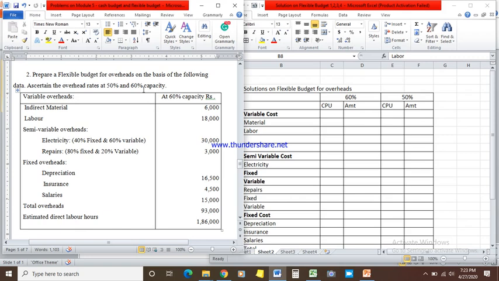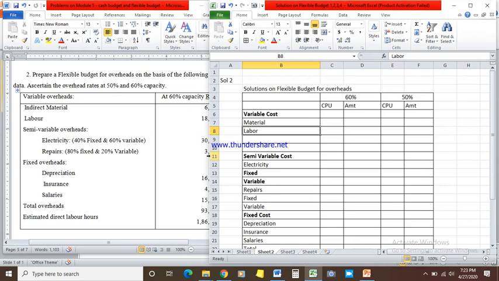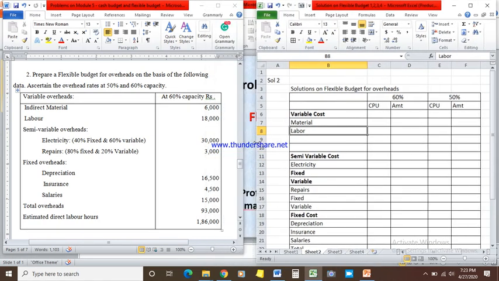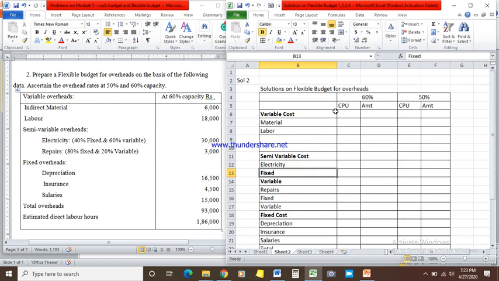Now in case if we reduce the capacity from 60% to 50%, what will be the overhead rate that we need to find out. So I prepared already the format to save the time. So in this case, what's the difference between the previous problem and this problem is, in the previous problem how many units were manufactured at different capacity was given. So here the estimated direct labor hours for given capacity is given, and in case the capacity of work is reduced, now what will be the overhead rate that we need to find out. So given this situation, let's put up the information first.